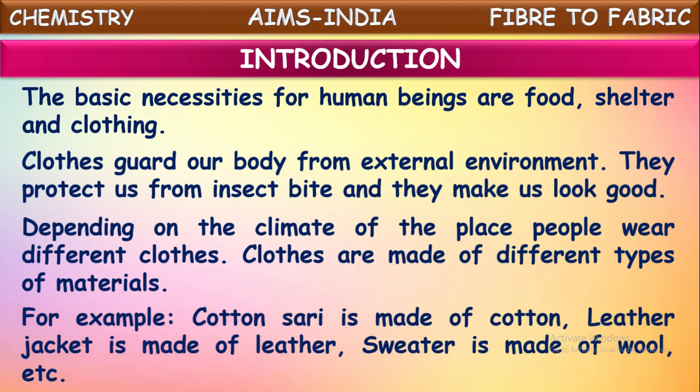For example, a cotton saree is made from cotton, which is obtained from plants. A leather jacket is made from leather, which is derived from animal skin. And a sweater is made from wool, that means the hair of sheep. In this way, different clothes are made from different materials which are used for different purposes.